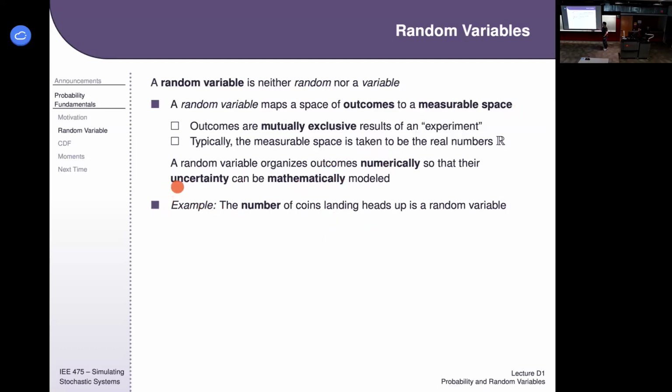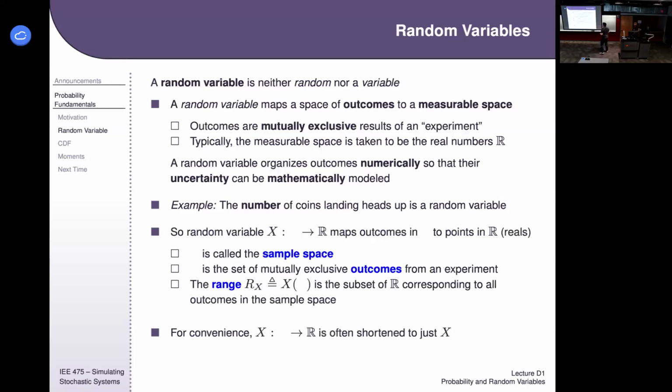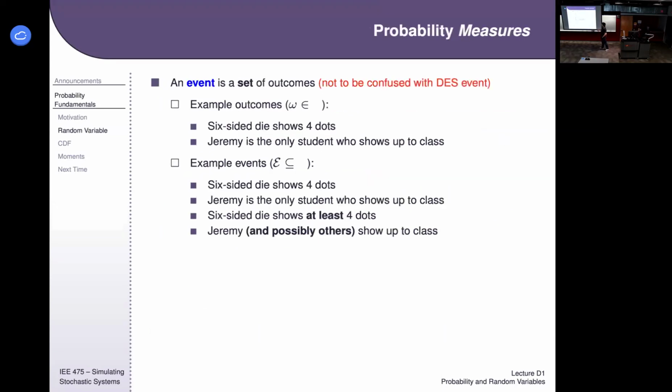So for example, the number of coins landing heads up is a random variable. If I flip 10 coins, I just see a bunch of coins. How am I going to quantify that outcome? Well, I'm going to count all of the heads, and then that number of heads is the number that I'm going to put into my mathematical model. I could have chosen a different way. I could have counted the number of tails, and then that would be the thing that maps to my mathematical model. So a random variable is often written as a function here.